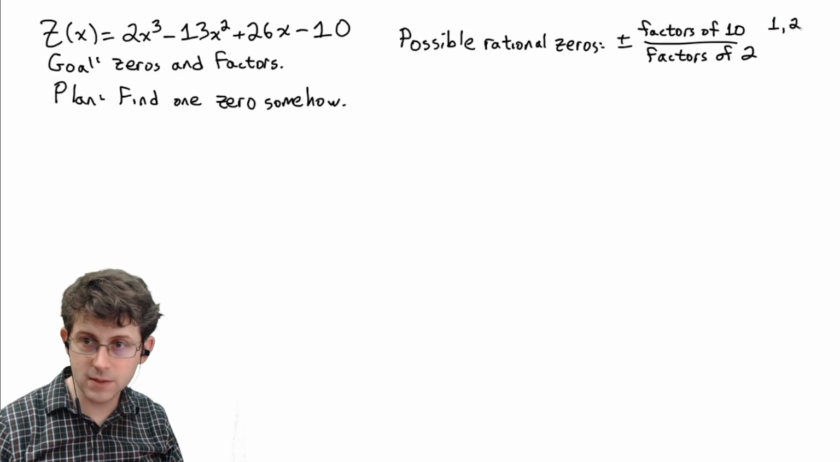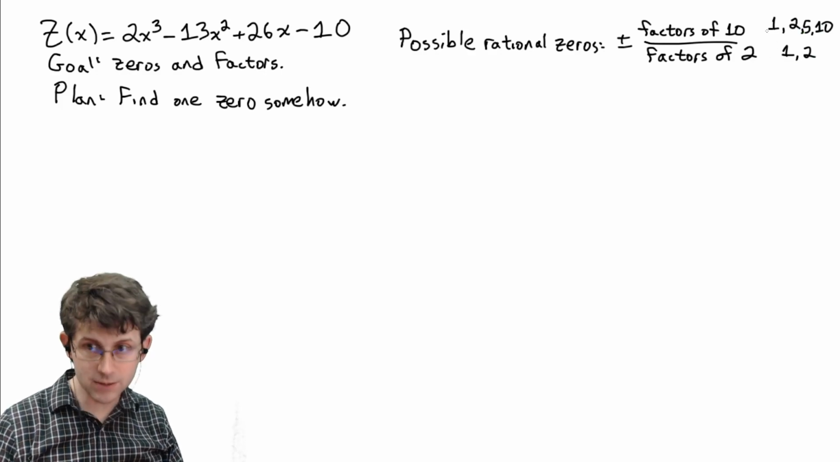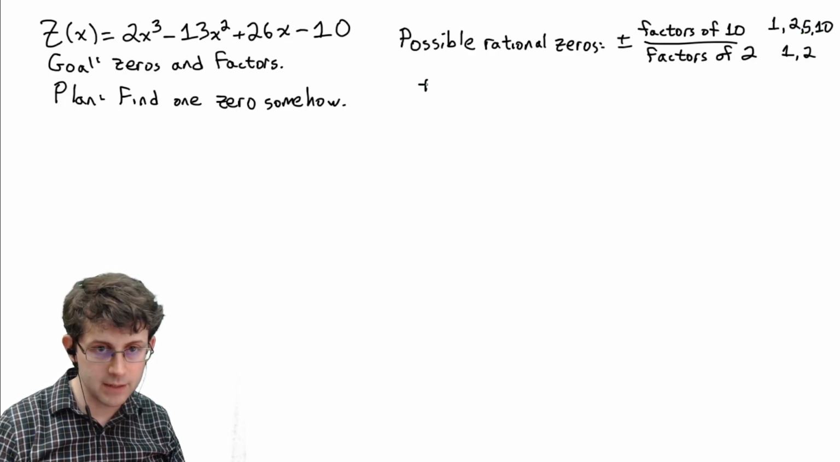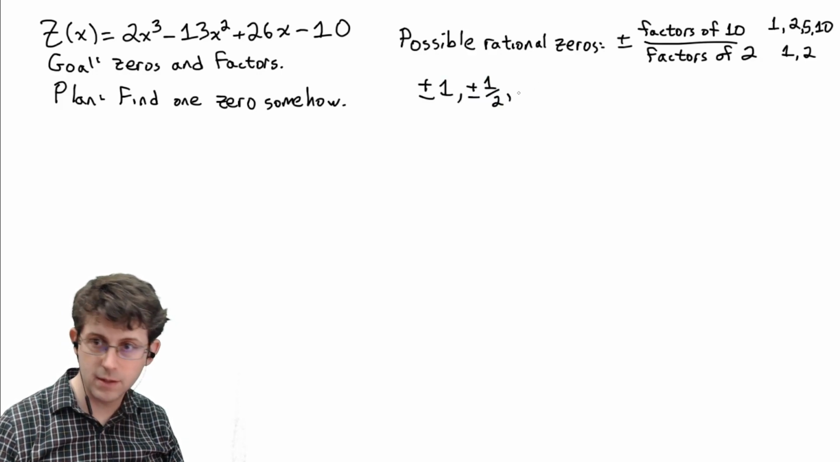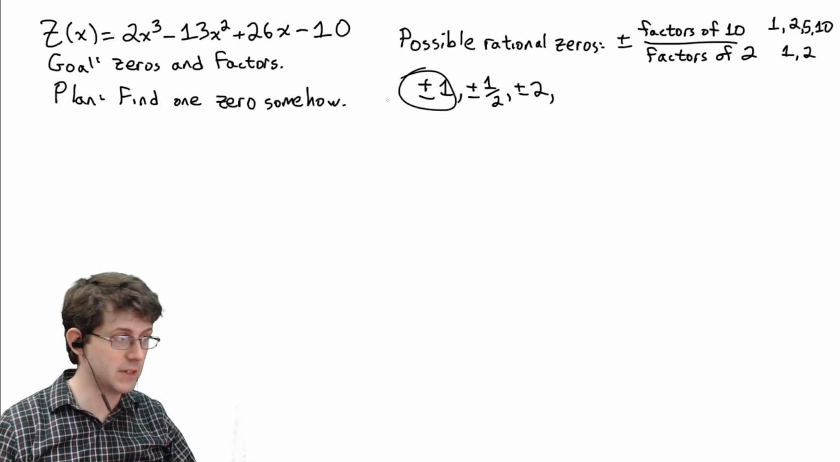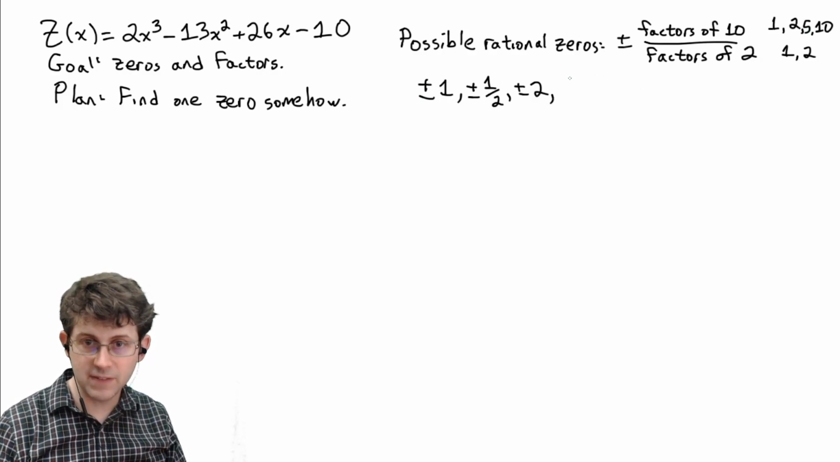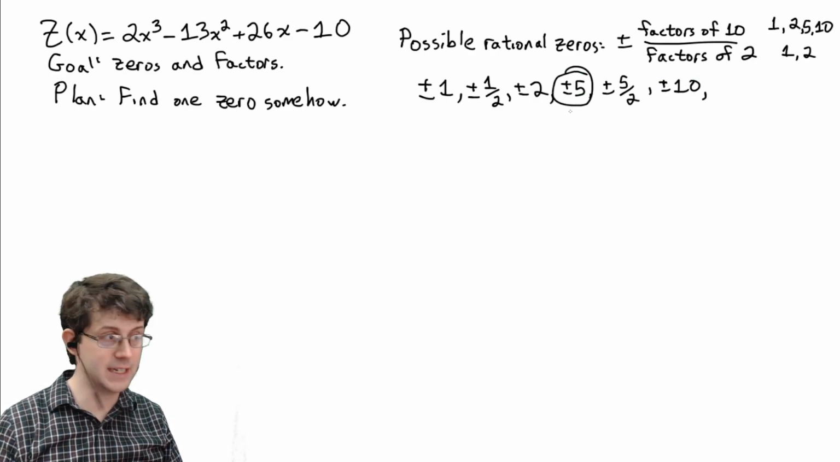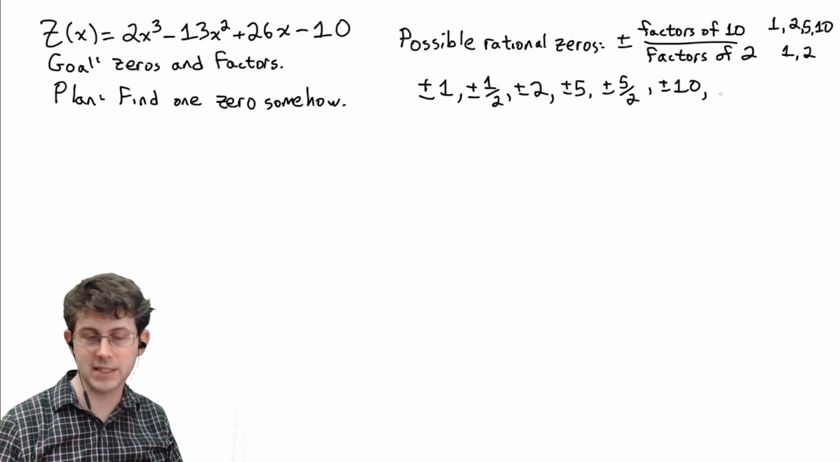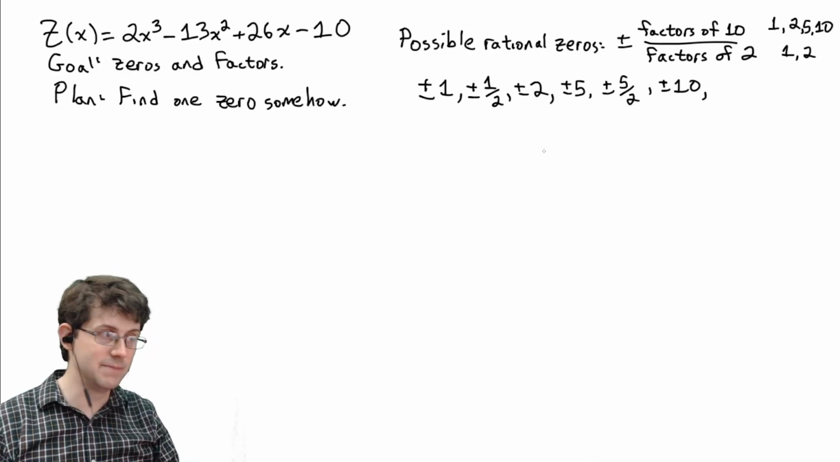Factors of 10 are 1, 2, 5, 10. Factors of 2 are just 1 and 2. So I'll divide 1, 2, 5, and 10 by 1 and by 2. So here comes my list. 1 divided by 1, 1 divided by 2, 2 divided by 1, 2 divided by 2 I actually already have, so I don't list it again. 5 divided by 1, 5 divided by 2, 10 divided by 1, and 10 divided by 2 I also already have, so I won't list it again. So I ended up with 12 options again.